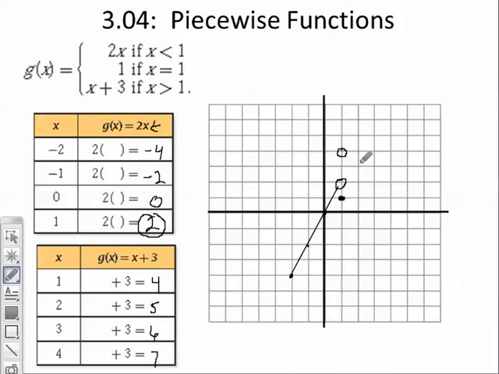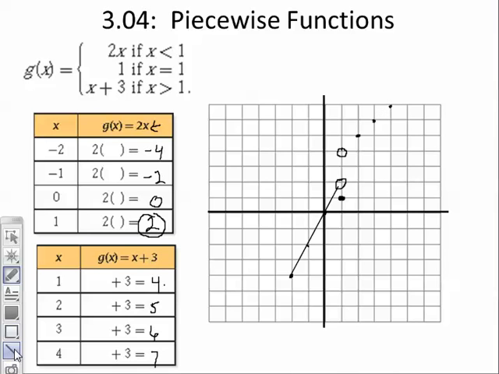Sorry, had to cough. So I've already got a point at that location, and it's not defined. It has to be greater than 1. But I wanted to see where to put that open circle. So I had to put that open circle right here at 4. So at 2, it's going to be at 5, right there. At 3, it's going to be at 6, right there. 4 is going to be at 7.